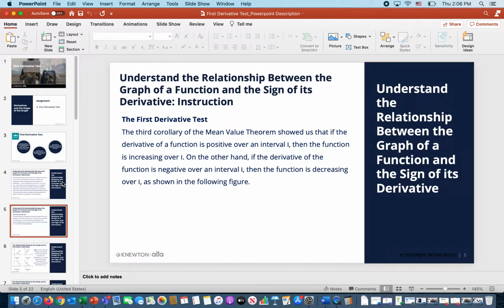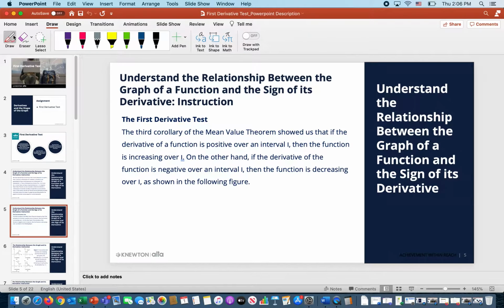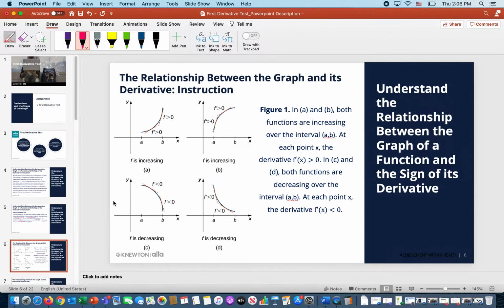But in essence, what we really wanted to talk about, let me get my pen handy right here, was the fact that we have these intervals of increasing and decreasing, okay? So we're going to use the idea that if the derivative of a function is positive, then the function is increasing. If the derivative of the function is negative, the function is decreasing. Okay, so that's really the focus of this first derivative test.